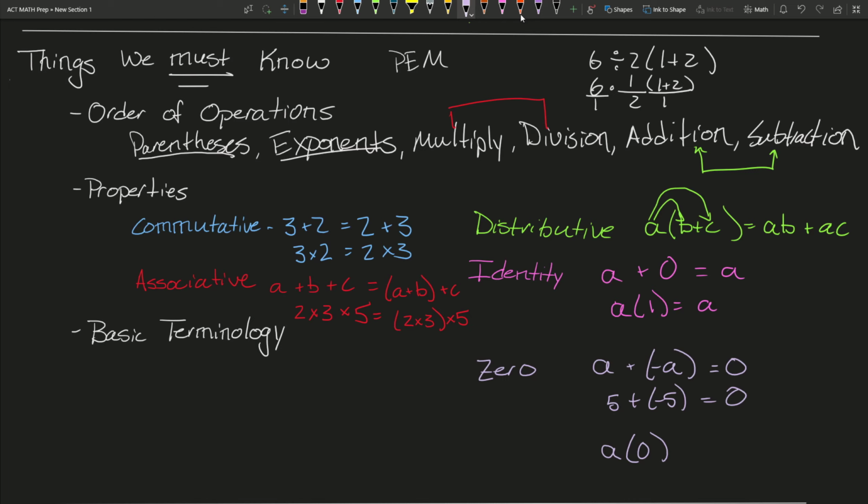Okay. And then some basic terminology that we should know. Things that show up a lot, even and odd numbers, which I'm guessing you guys know. Evens are like 2, 4, 6, 8. Odds are 1, 3, 5, 9, and so on.